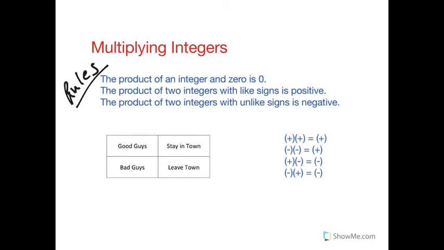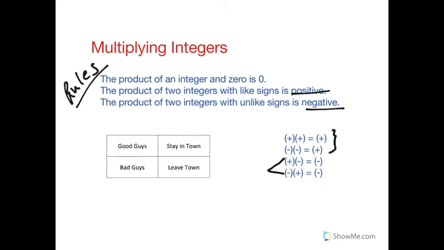So in other words, a positive times a positive is a positive, and a negative times a negative is a positive. Those are both like signs. The product of two integers with unlike signs, positive and negative, negative and positive, is going to be negative. So that's pretty much it.